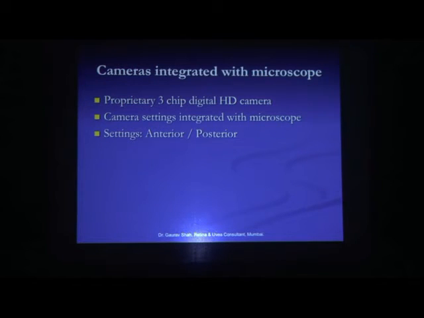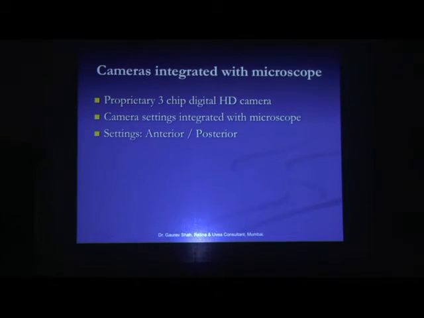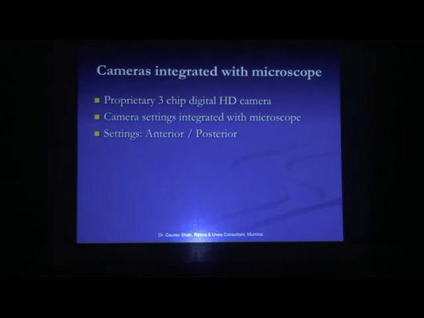The things have been improvised so that now we have the cameras directly integrated with the microscope. We don't have to worry about taking a beam splitter, a C-mount, attaching the camera and then making the adjustments, that this is a retina surgery, so what should be the settings, or this is a cataract surgery and what should be the camera settings. Most of the newer microscopes now come with integrated cameras. They have started coming with the 3 chip digital high definition cameras. And they have just a button, you press the button for anterior segment surgery or posterior segment surgery.